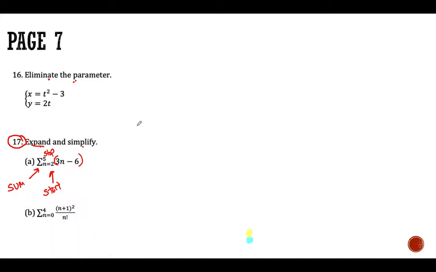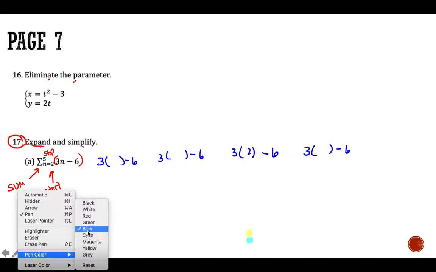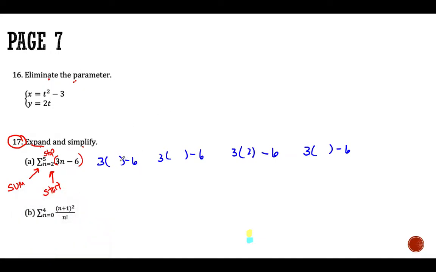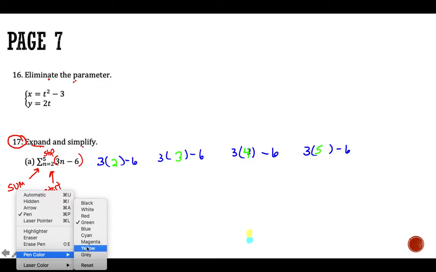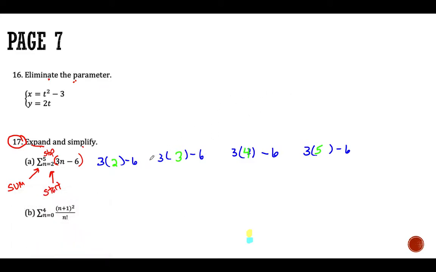So to expand this, the expectation is that you take 3n minus 6, and you are going to replace n with, start at 2, then 3, then 4, and stop at 5. You're going to simplify each one of those numeric expressions, and then you are going to sum the results.